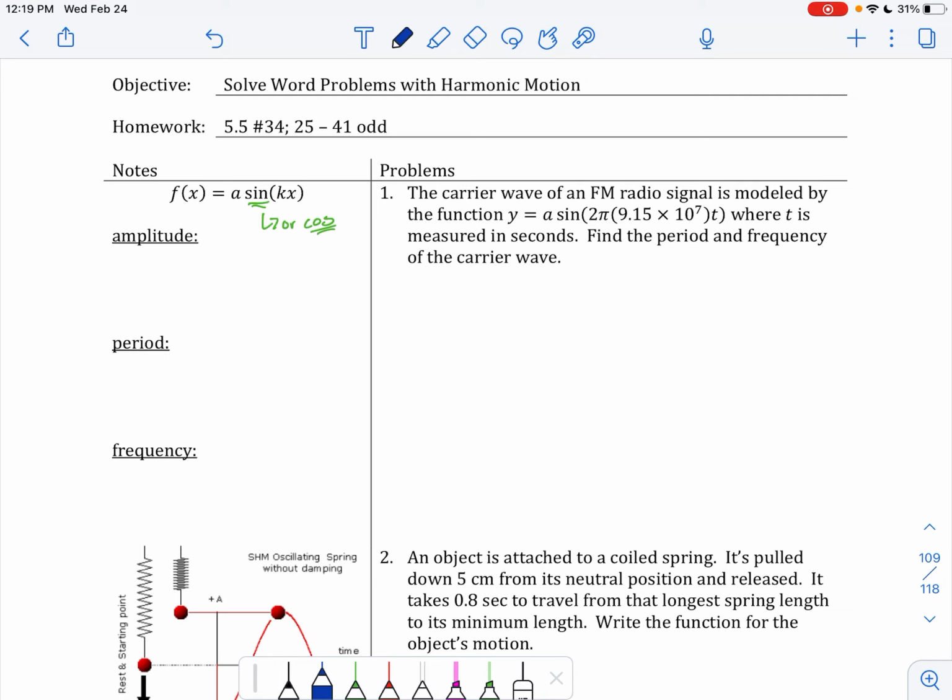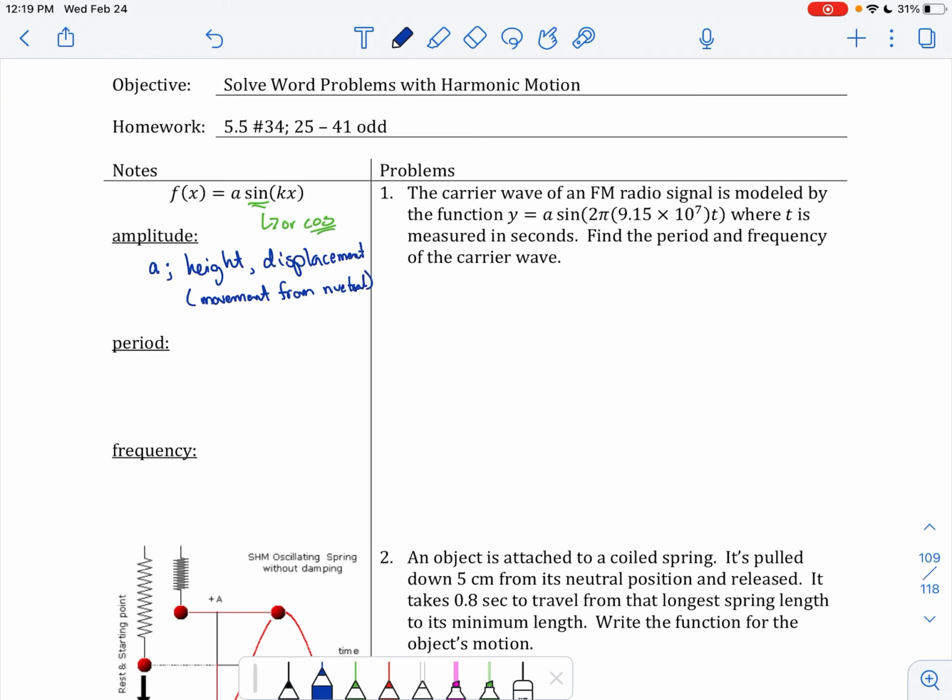So amplitude is, again, A in the function. In a word problem, this can mean the height of something. It can also mean displacement, and displacement is movement from neutral or from the center.